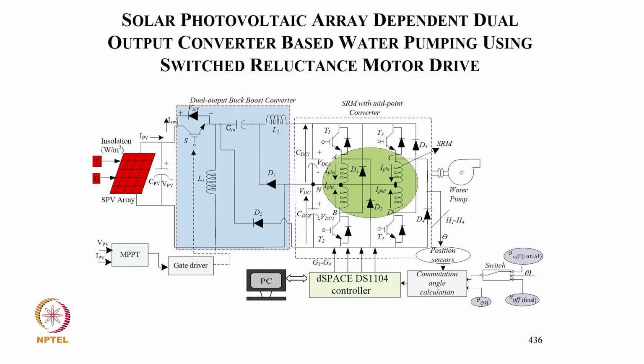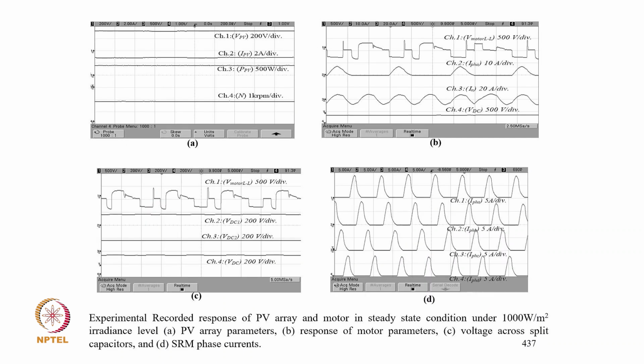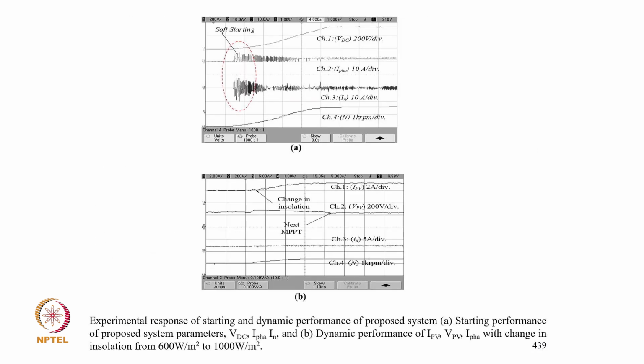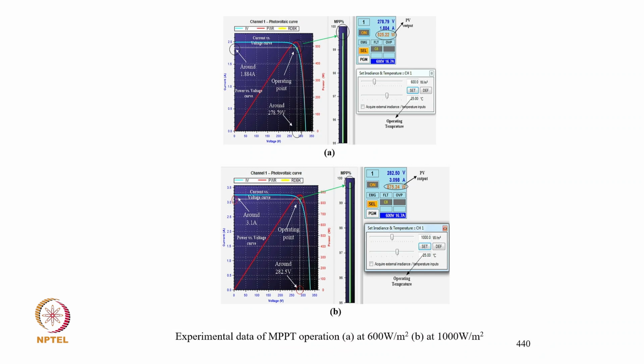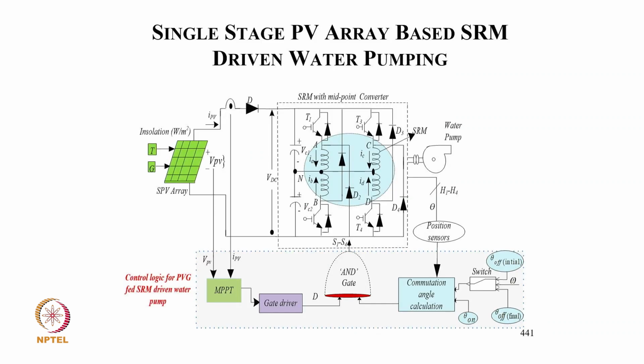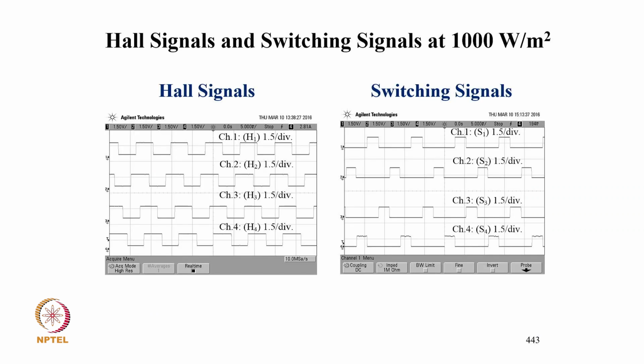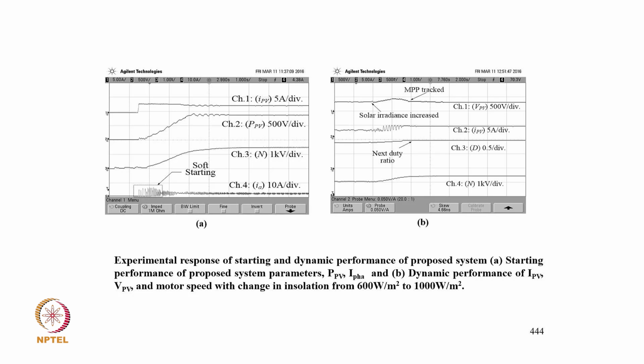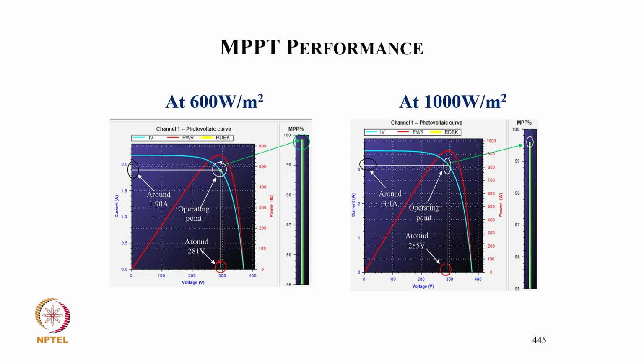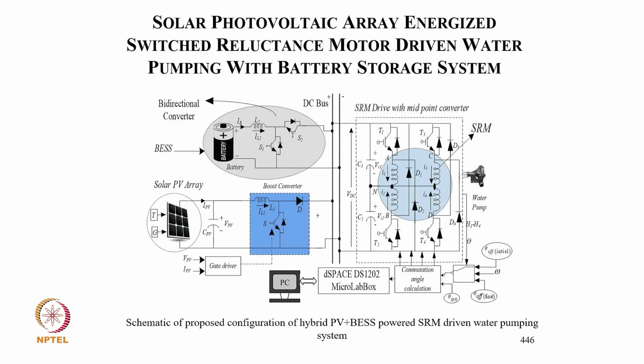Then the typical performance with the dual output converter and the experimental waveforms, typical steady state operation and starting performance. Then the MPPT performance at 600 watt and 1000 watt. Then the single stage directly driven SRM drive, where the control is responsible for MPPT, and the experimental performance demonstrating the different encoder signals, then starting and insolation change. Then MPPT performance at 600 watt and 1000 watt per meter square.